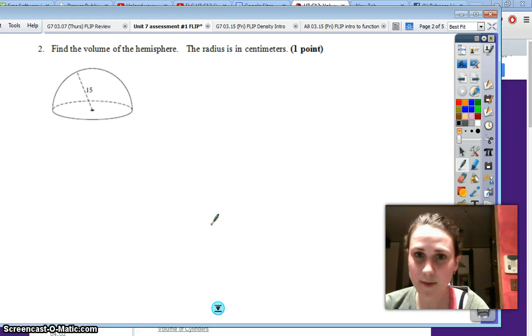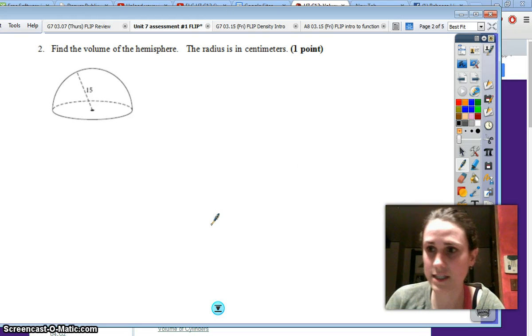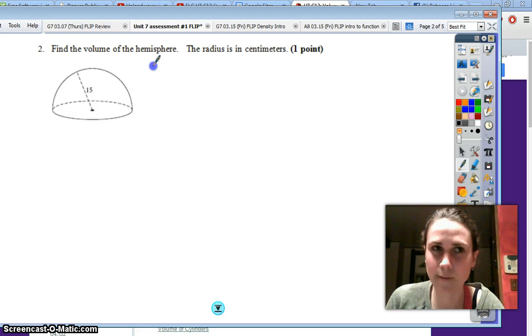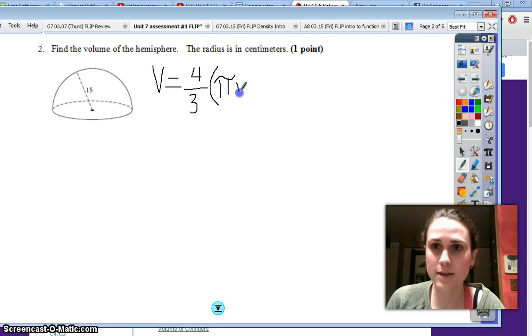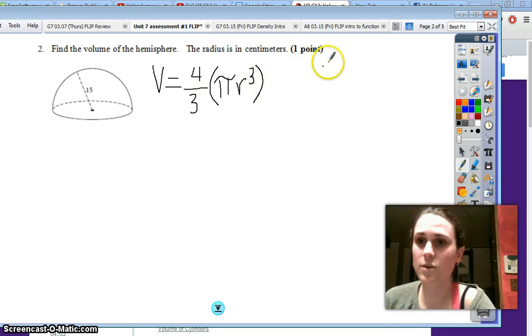So to do this problem, we probably want to start with our volume formula for a sphere, which is, does anyone remember? Give you a second to remember. V equals 4/3 times pi times r cubed. Now that's the part to remember, is your radius cubed, not squared like with some of our other volume formulas.